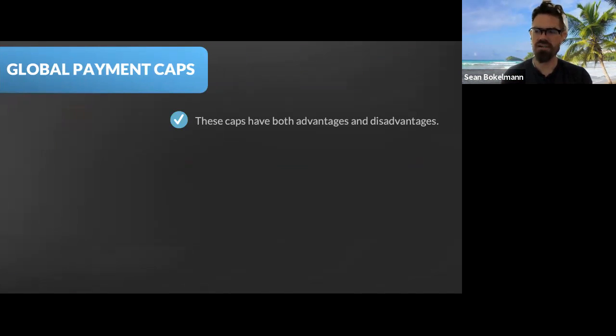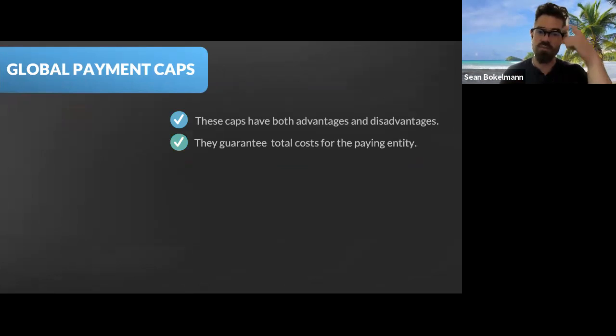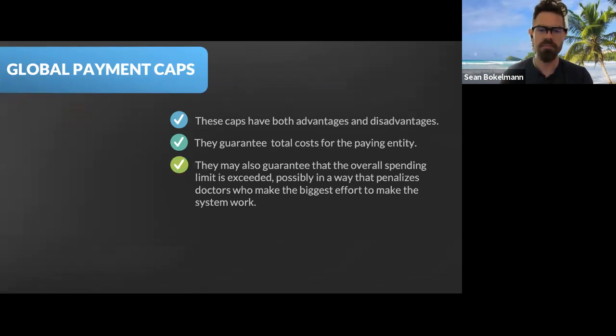And so these caps come with both advantages as well as disadvantages. So the advantage is that they will guarantee the amount of total expenditure for the paying entity. So there's very little risk for the paying entity because they know with pretty much almost 100% certainty what the costs will be. But at the same time, they might also guarantee that overall spending, the limit on overall spending is exceeded, and it might happen in ways that actually penalize doctors that are trying to make the system work. And that's a real problem, right? If the doctors that are trying to make the system work are penalized, they're going to stop trying.